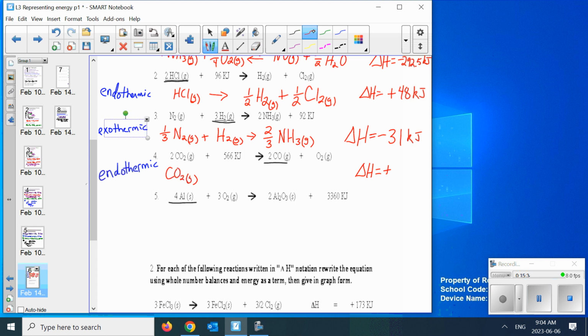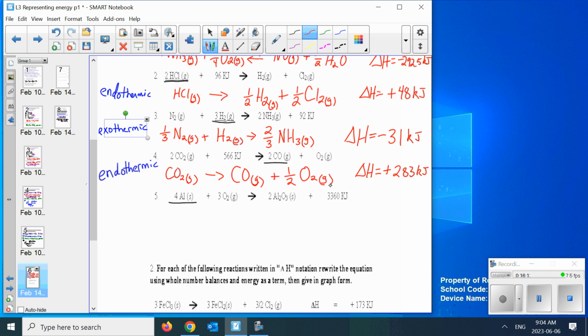Okay, back to this problem in red. 566 divided by 2 would be 283. Arrow. So back to this. 1 group of carbon monoxide. 1 divided by 2 is the fraction half. Okay.